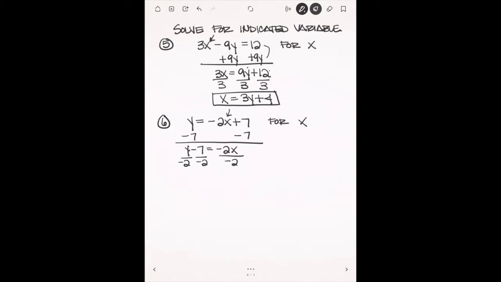Now, I get x equals, and when I get this part right here, I'm going to pull the number out in front of the y. So there's really a 1 right here. So I'm going to pull out a negative 1/2 y. And then these double negatives cancel, and I get plus 7 over 2. I have x by itself. Everything else is on the other side. I get some fractions sometimes. That's okay. All right, let's go ahead and turn the page.